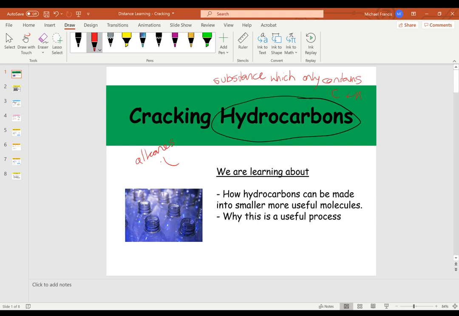So we get our alkanes out of crude oil, and we've looked at that process of fractional distillation, which, remember, is a process by which we can separate the mixture of hydrocarbons in crude oil into groups of molecules which all have a similar boiling point. They have similar numbers of carbons and a similar boiling point.